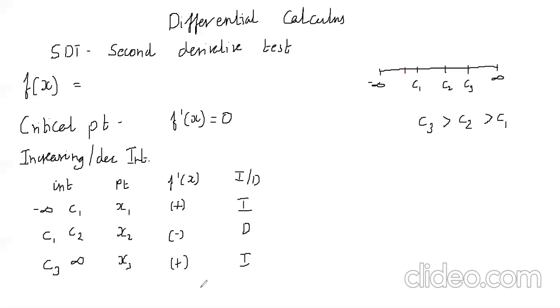So for finding x1, x1 should be between these two, the next point should be between the next two, and another point between the next two. Before this, we should write C2 and C3, and we find another point. If it is plus, it is increasing. If it is minus, it is decreasing. So this is how we find whether the interval is increasing or decreasing.